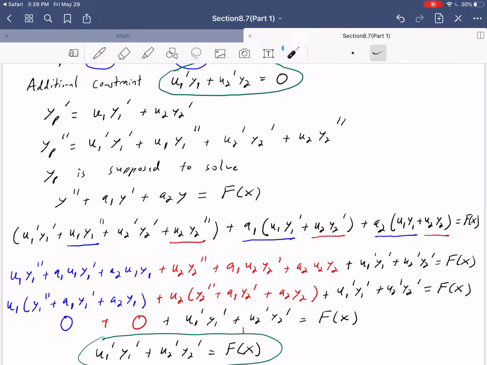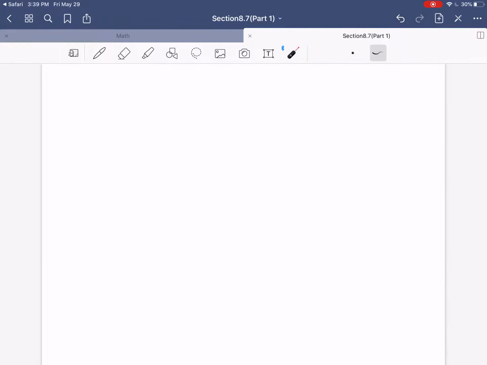Notice also these have the big benefit that what's unknown in them? Well, it's the same unknown in each. It's u1 prime and u2 prime that are the two unknowns in there. Now, of course, the unknowns we really want are u1 and u2, but if we can figure out u1 prime and u2 prime, then integration would allow us to figure out u1 and u2. So let's summarize this on another page here.